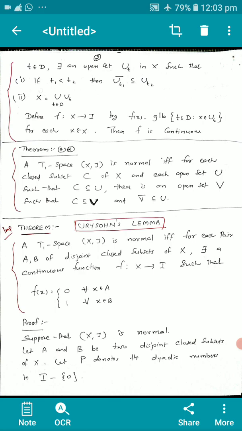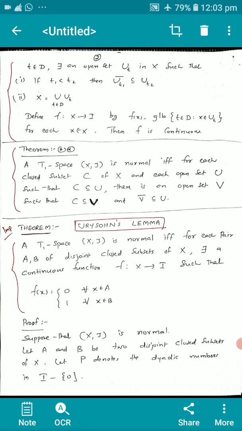Where f is a continuous function from X to the closed interval [0, 1]. We can discuss the proof of it. Suppose that X is normal, and let A and B be two disjoint closed subsets of X.